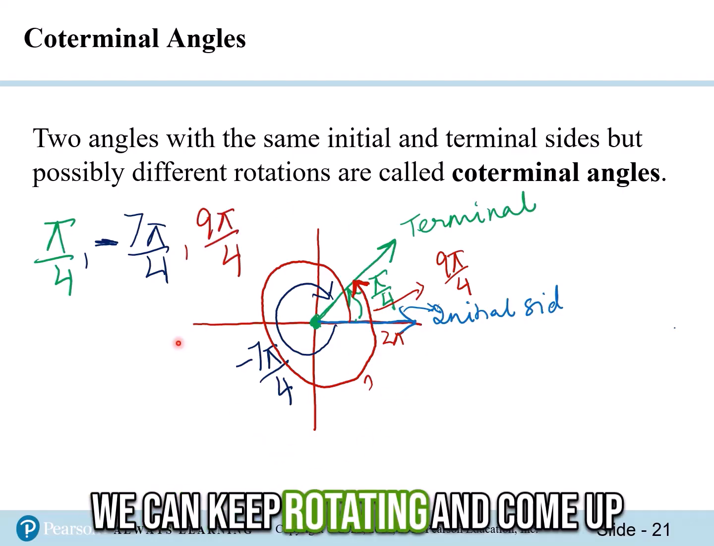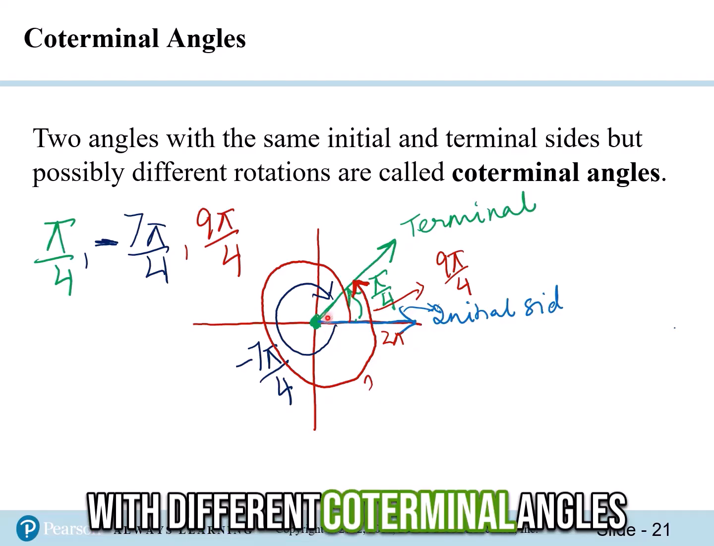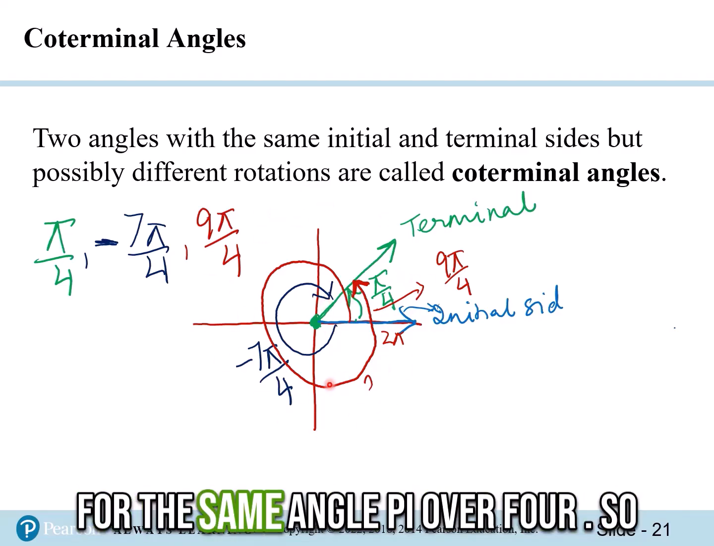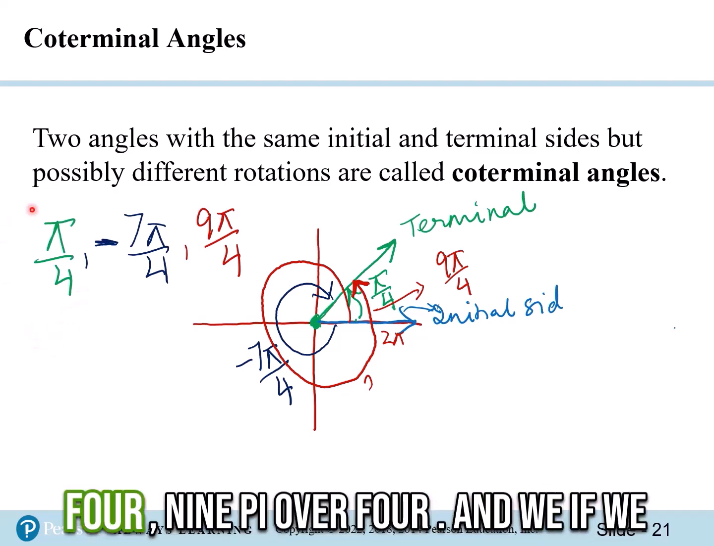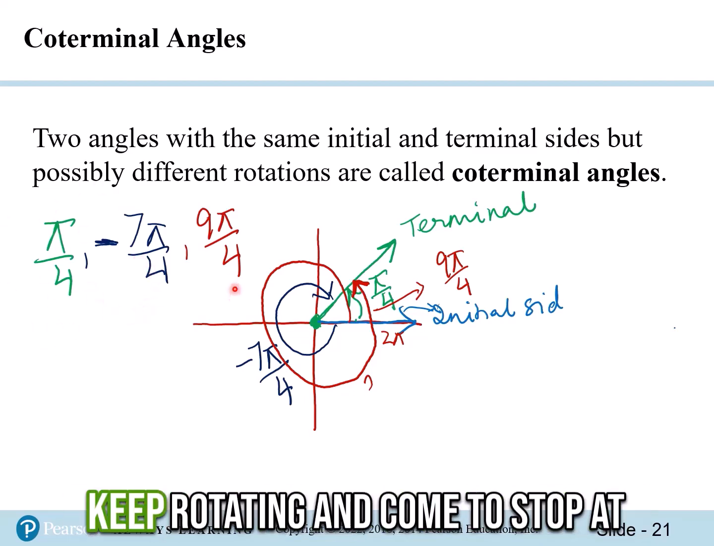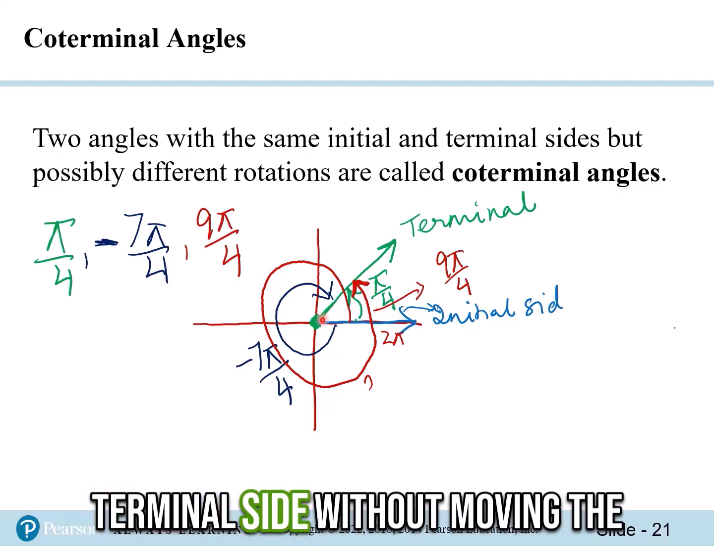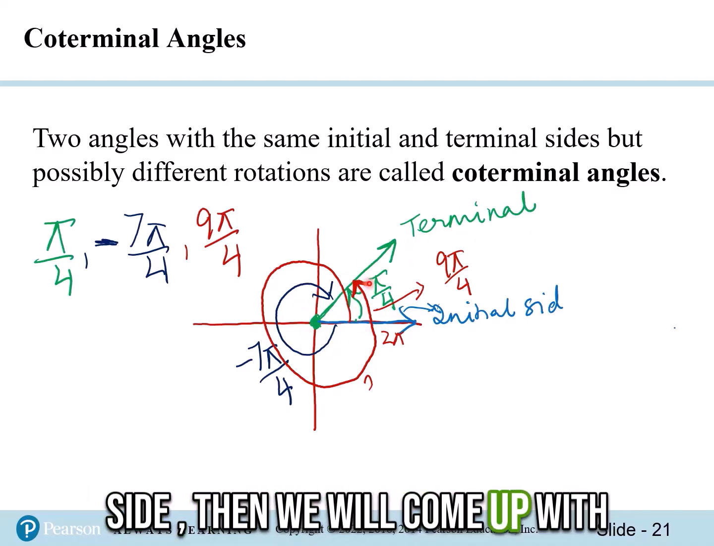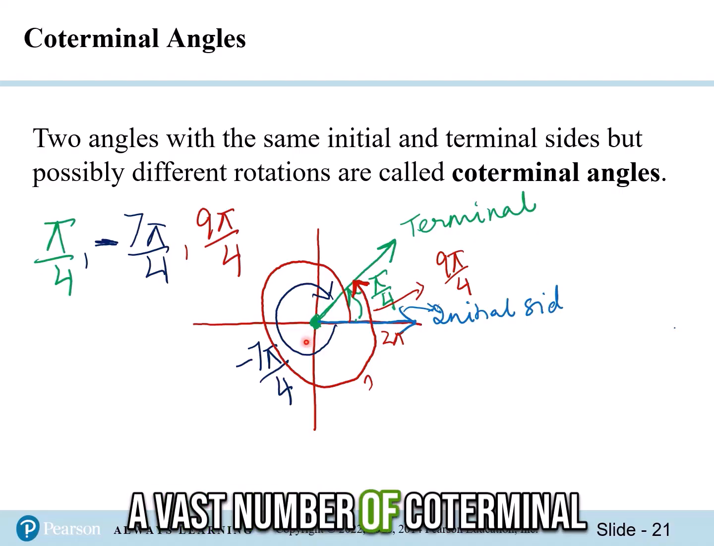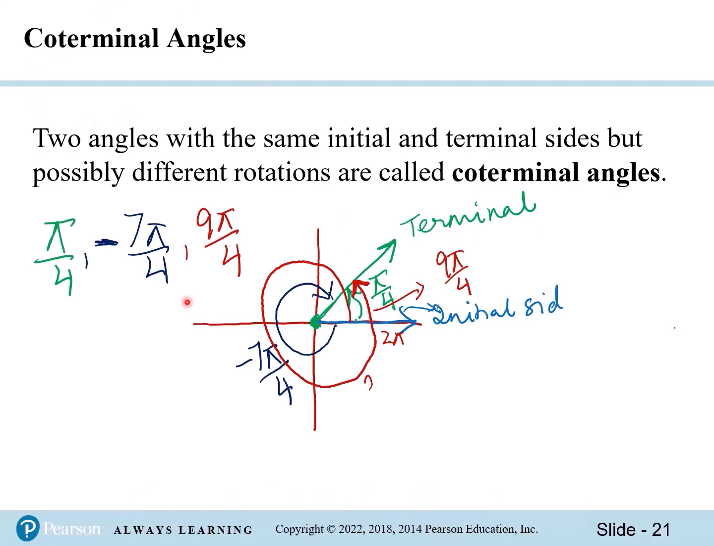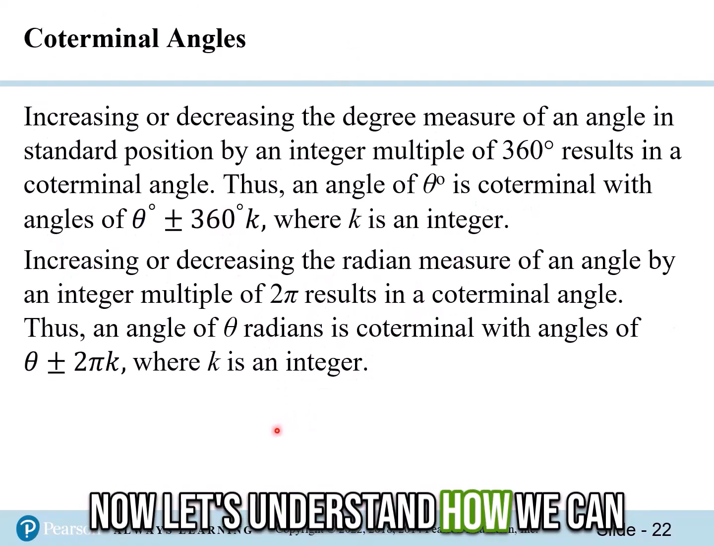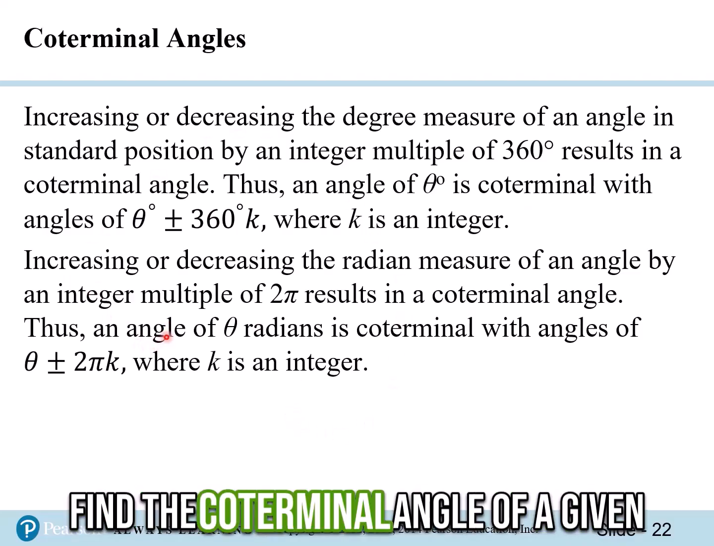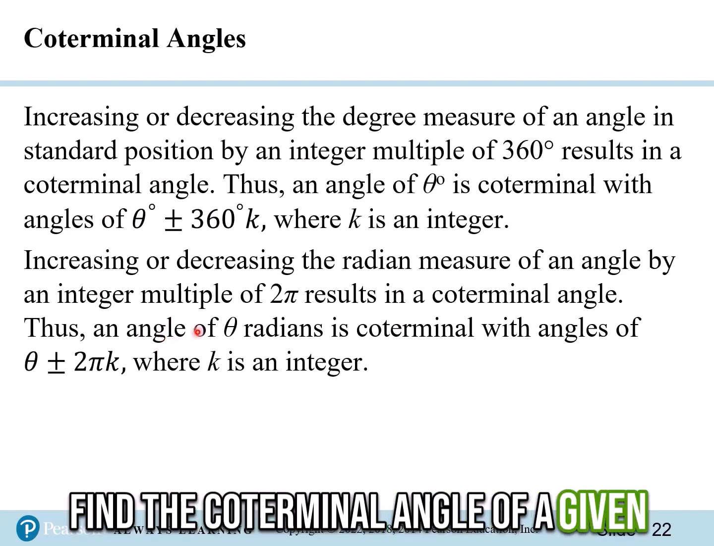We can keep rotating and come up with different coterminal angles for the same angle pi over 4. So pi over 4, negative 7 pi over 4, 9 pi over 4. And if we keep rotating and come to stop at the same terminal side without moving the position of the terminal side, then we will come up with a vast number of coterminal angles. All right. Now let's understand how we can find the coterminal angle of a given angle.